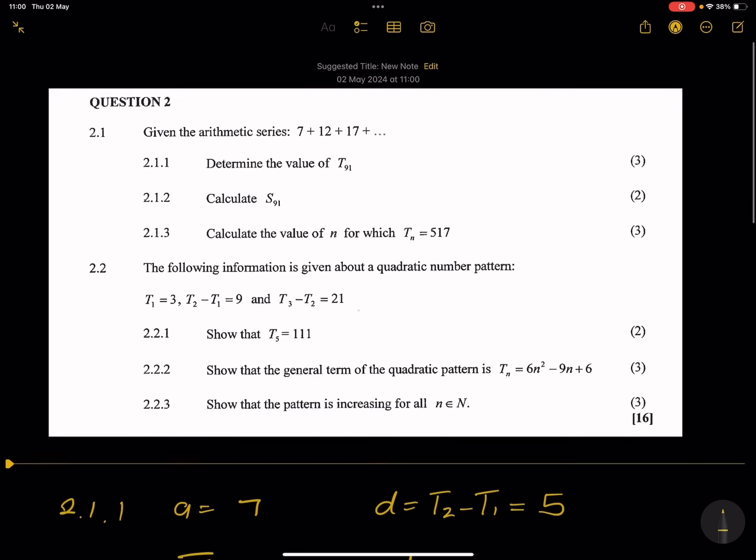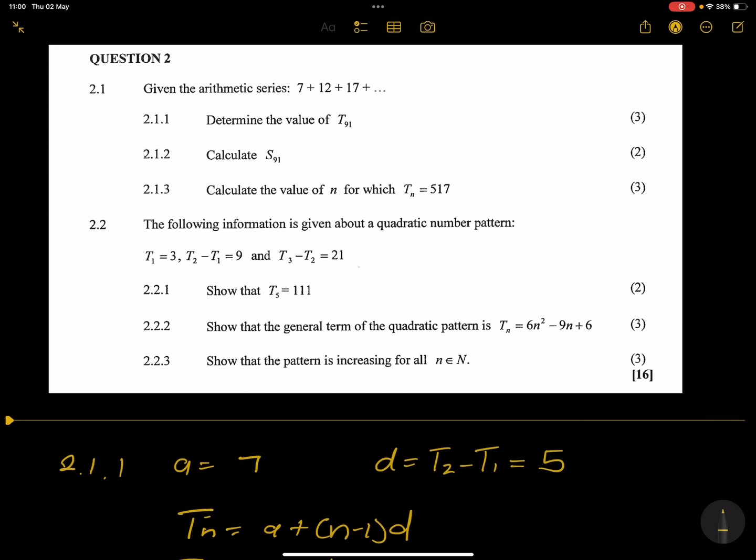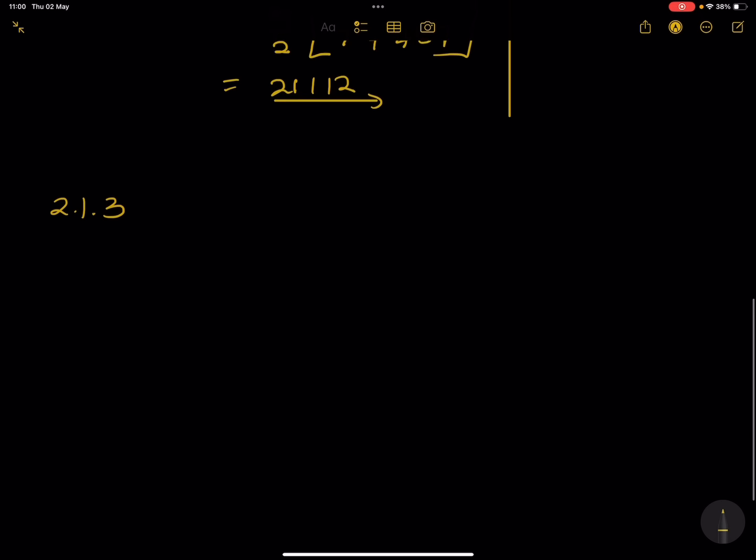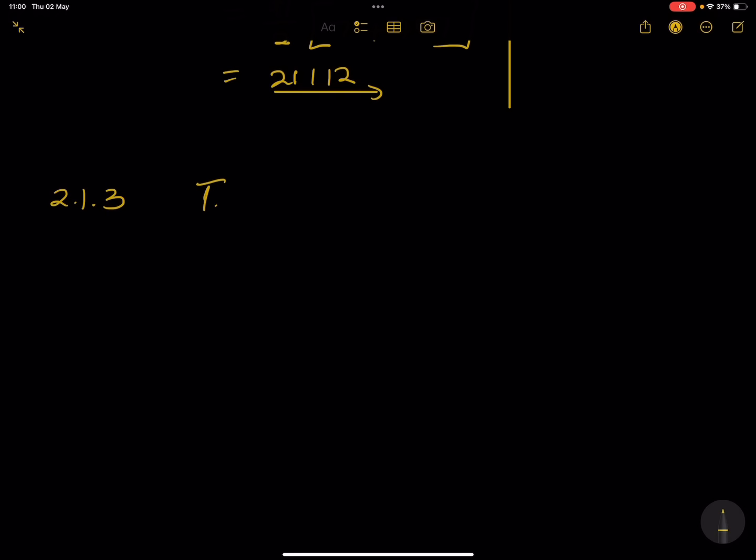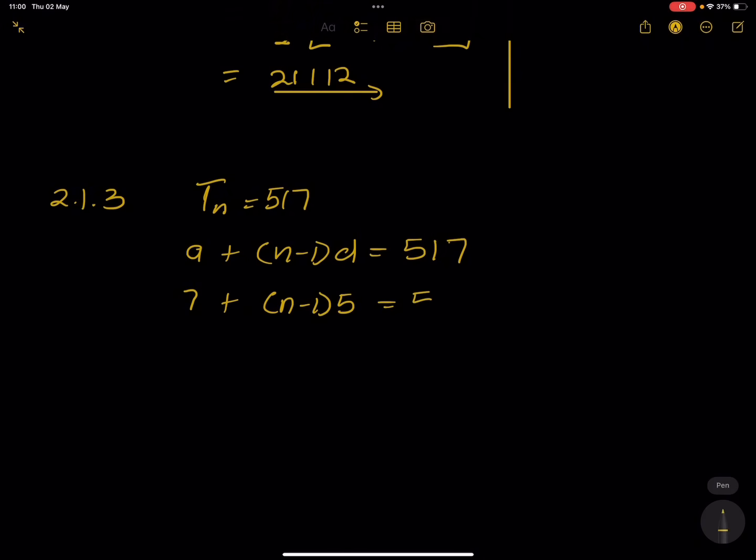They said find the n value, calculate the value of n for which Tn is 517. So Tn is equal to 517. What we're going to do is say, well, we know what a is. That's a plus n minus 1 times d is 517. Our a value is 7. n minus 1, in this case, multiplied by 5, is 517.